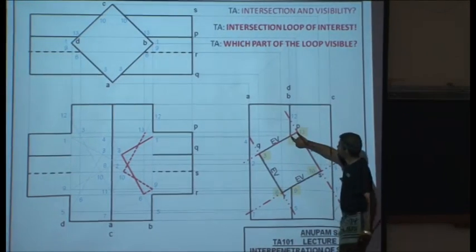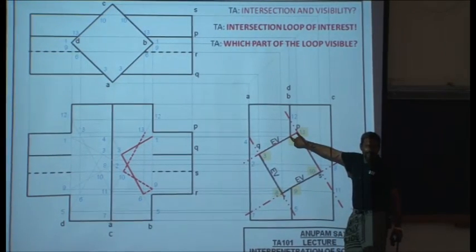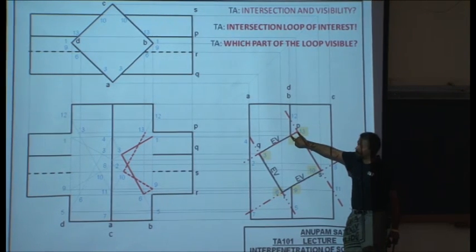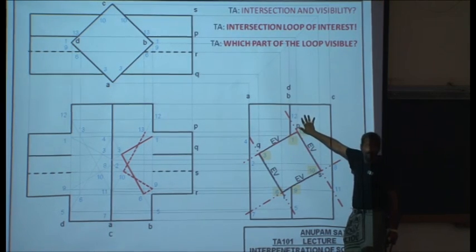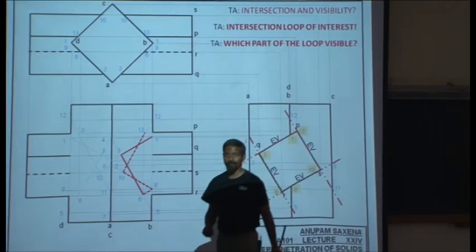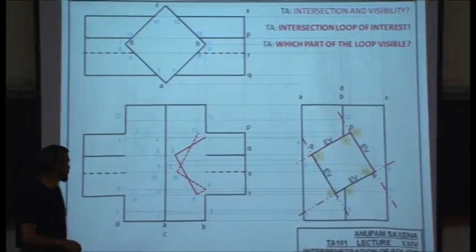this guy here, although it might appear to you that this would be visible, actually these two points are lying on the back side of the vertical prism. So be very, very careful. This would be hidden, okay.